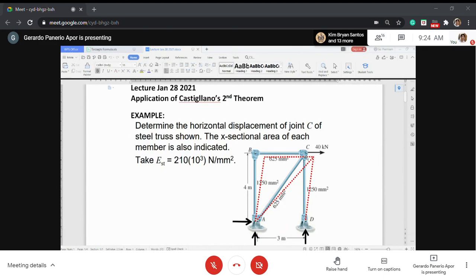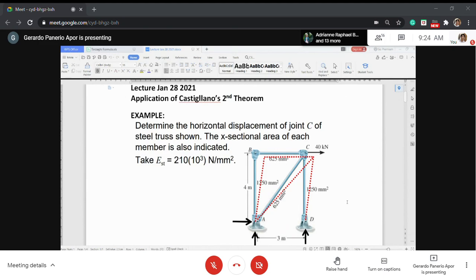Okay, so the load is 40 kilonewton horizontal, applied at C to the right. And then there is a dotted line here, colored red. This is our imagination of how the structure will deform upon the application of the 40 kilonewton load. Okay, this is how we imagine.